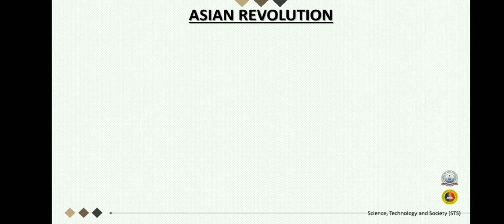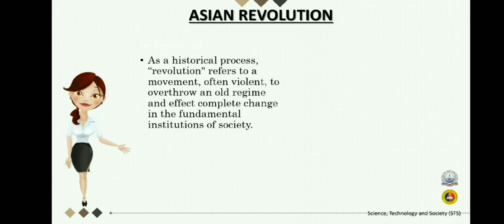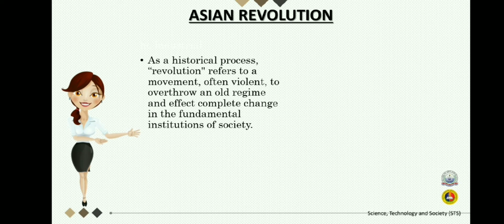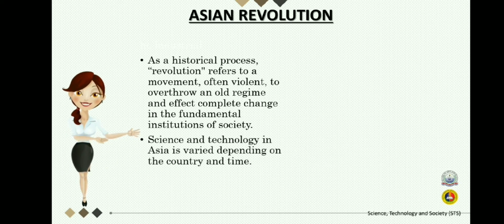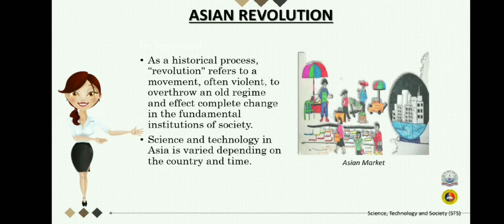Asian Revolution. As a historical process, revolution refers to a movement, often violent, to overthrow an old regime and effect complete change in the fundamental institutions of society. Science and technology in Asia is varied depending on the country and time. The picture shows an example of an Asian market.